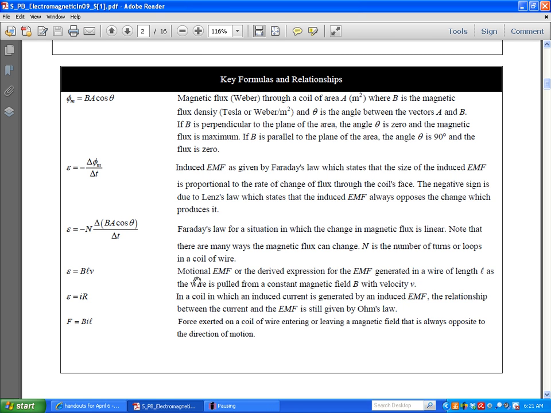Now, we can come up with an expression for the voltage due to some kind of motion. We've got a wire of length L being pulled through magnetic field B at a constant velocity V, and that sets up this voltage. And this is just Ohm's law, no big deal. And you've seen this before, so that shouldn't be a big deal.